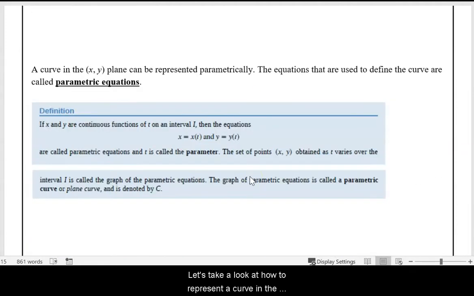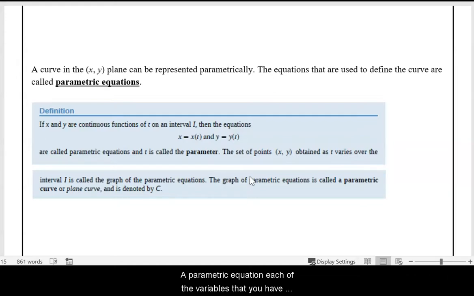Let's take a look at how to represent a curve in the xy plane parametrically. The equations that are used to define the curve are called parametric equations. Previously, our equations have been single equations written in terms of the variables x and y. In Calculus 3, you'll see equations written in terms of the variables x, y, and z for 3-dimensional space.